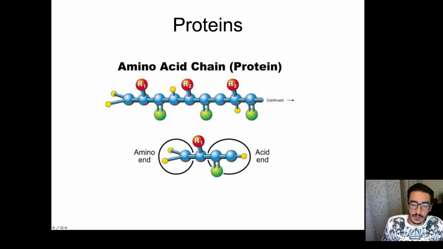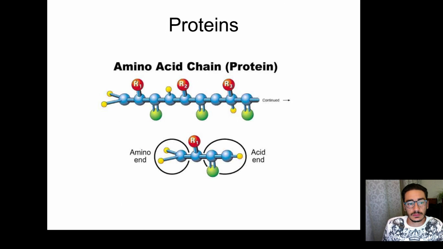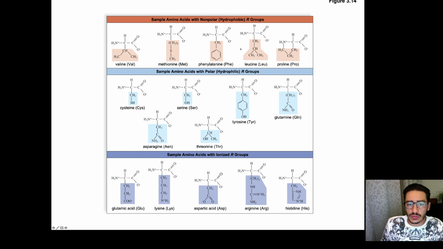So this is just an illustration of how a portion of a protein looks. So this is a portion of a protein, and the protein is made up of building blocks, and we call them amino acids. Each separate amino acid is a single building block to make a protein. And we have 20 different amino acids. You don't have to know those structures, right?